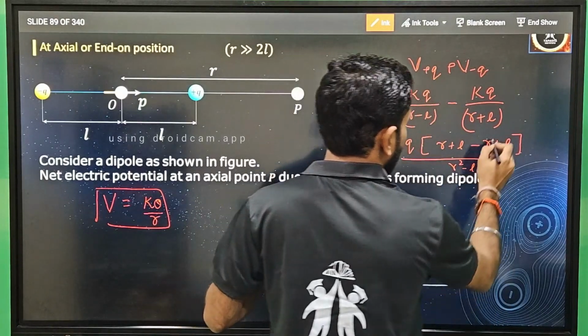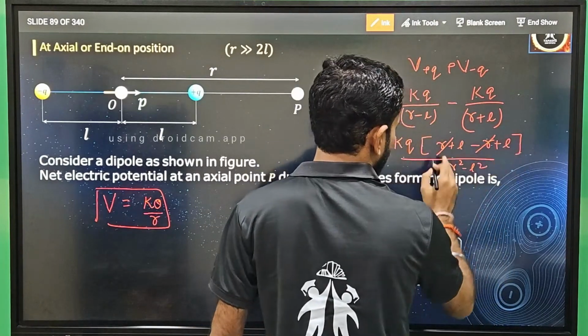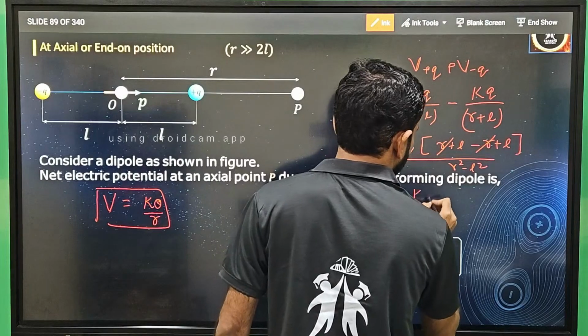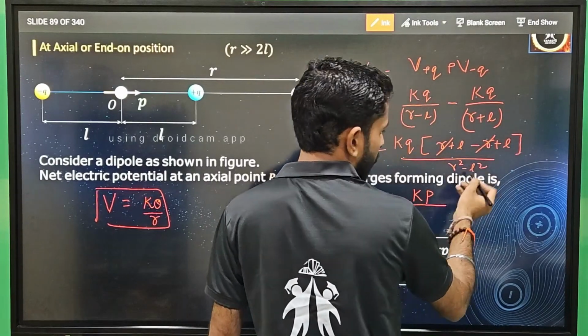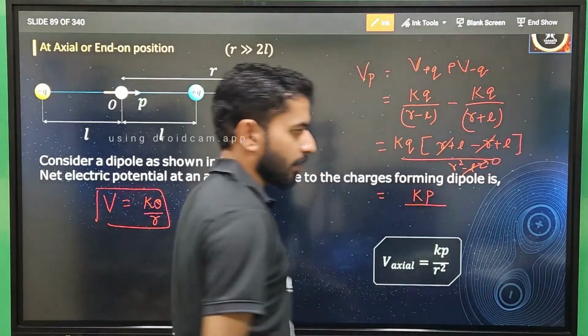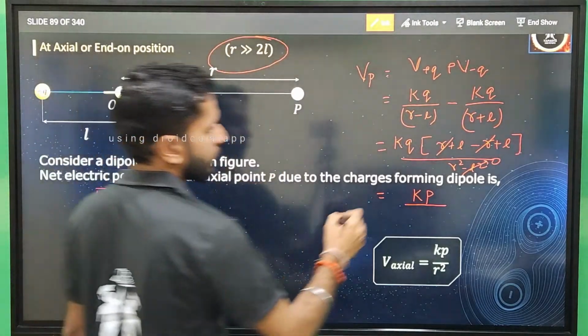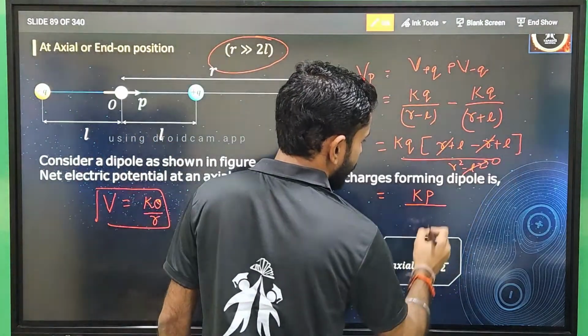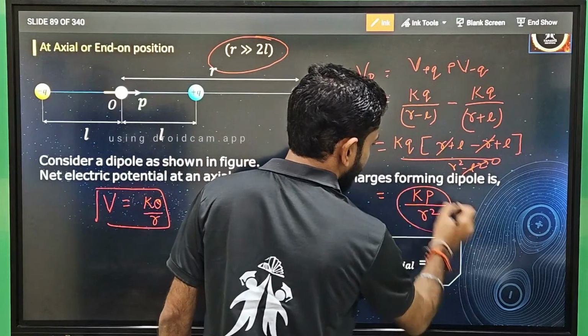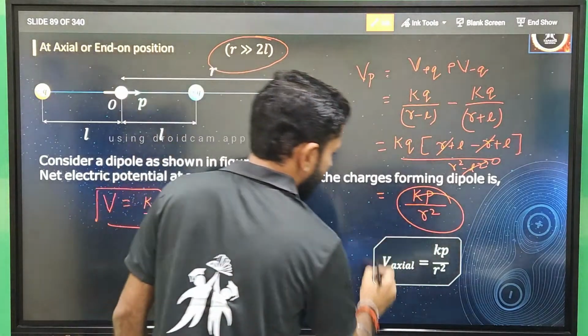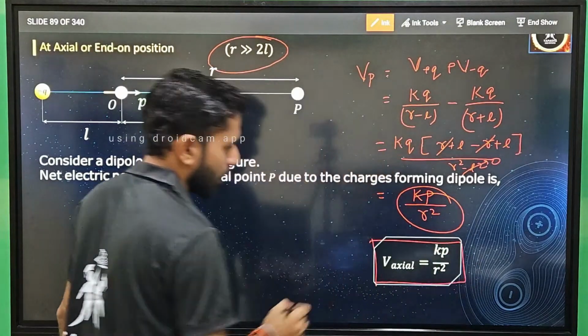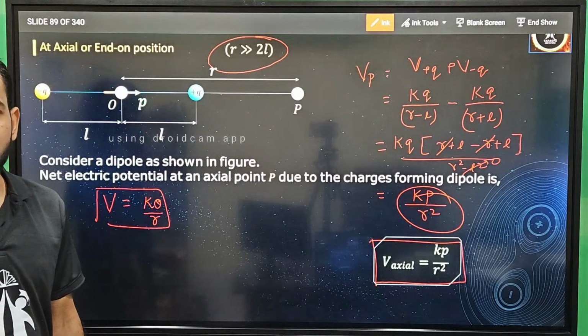Now next step, what you will do? R and R cancel, 2L will be coming here, that means finally what will be in the numerator? Kp divided by R square minus L square. L square will be anyway neglected, because we always say that R is a lot greater than L, so it tends to 0. In the denominator it will be left only Kp divided by R square. This is the potential at an axial position that you will be quoting as the answer.